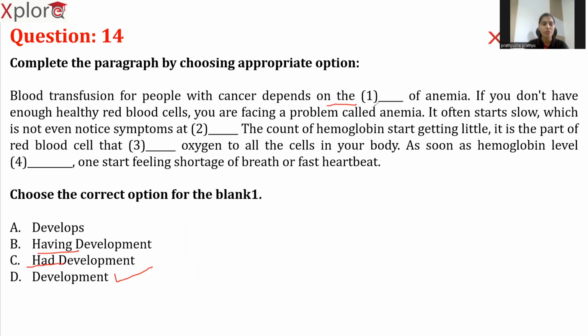The develops of anemia. So see, develops is a verb here. So we will not use any verb because depends is the verb and here we are talking about a noun. So develops is a verb, so eliminate that. And these B and C are also verbs, I mean nouns with helping verbs, as you can see here. On the having development of anemia or on the had development, we cannot say.